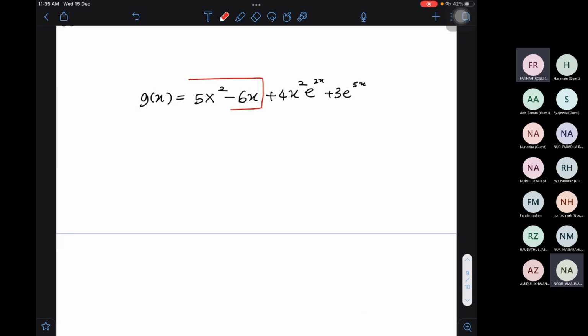Ini function yang pertama because dia adalah polynomial. So kita kumpulkan dia sekali. Eksponen dengan eksponen tapi kuasa tak sama, so dia function yang berbeza. So ni function yang kedua dan ini adalah function yang ketiga. So kita cari differential operator satu-satu. Untuk yang pertama ni hanyalah differential operator untuk polynomial which is d to the power of n. Tengok kuasa yang tertinggi tambah dengan 1. So awak dapat your differential operator adalah d kuasa 3.